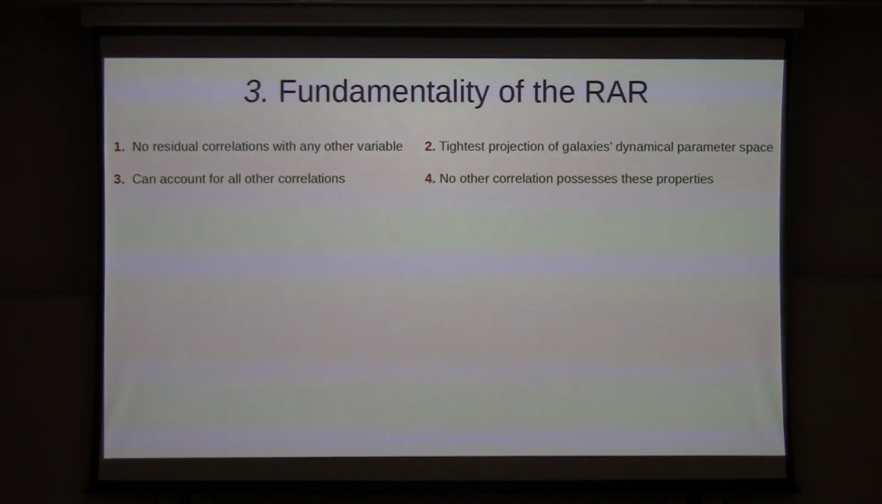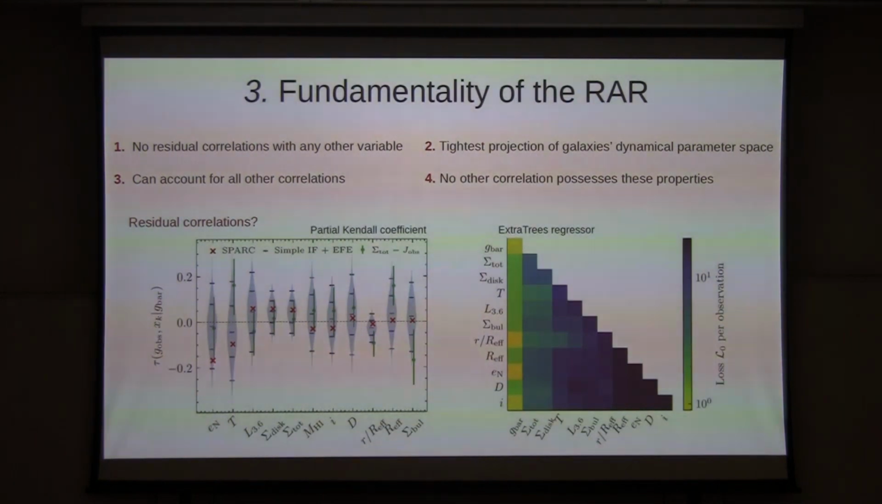So I'll now work through these things for the RAR. Starting off with the residual correlations. What I show here is the partial correlation coefficient of gobs at fixed gbar with all the other galaxy variables in the SPARC dataset, plus the external field estimated separately. The correlation coefficients in the data are shown by the red crosses.